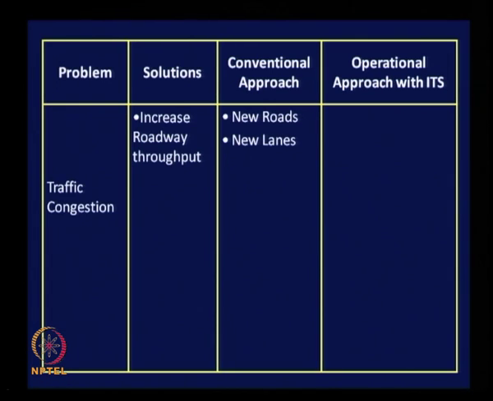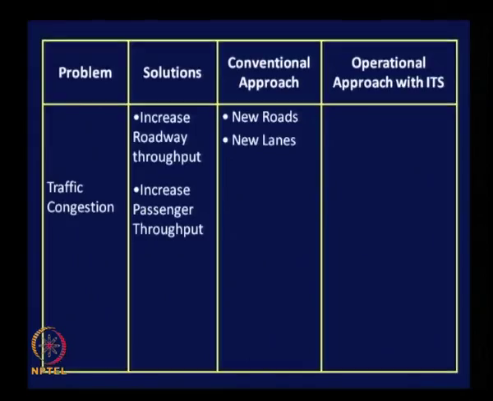Another possible solution to mitigate traffic congestion is to increase passenger throughput. The previous solution is to increase vehicular throughput by widening roads. Instead, you can think of increasing passenger throughput by some means. It would be possible by means of the following measures: by providing HOV lanes, high occupancy vehicle lanes, exclusive lanes for high occupancy vehicles, so that these vehicles move faster, or encouraging carpooling.